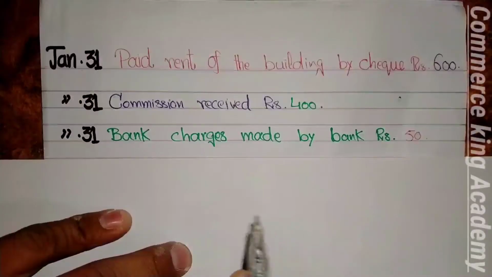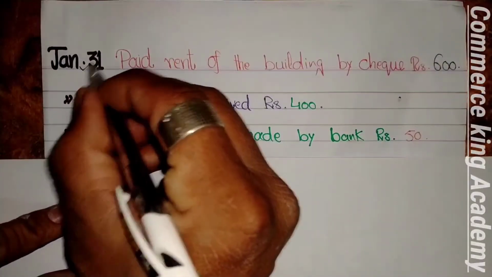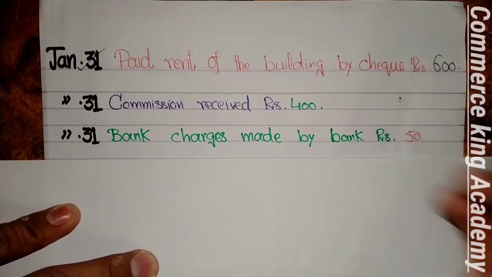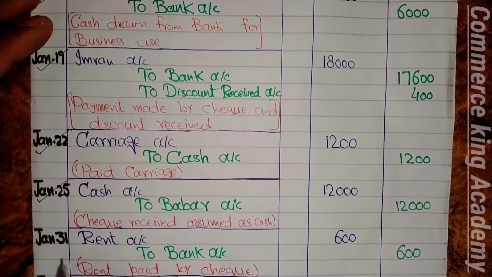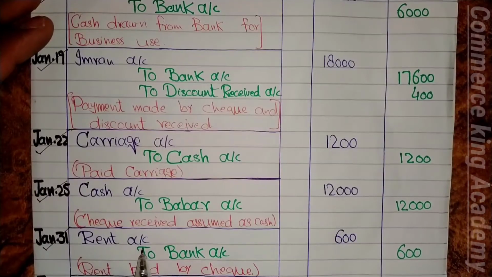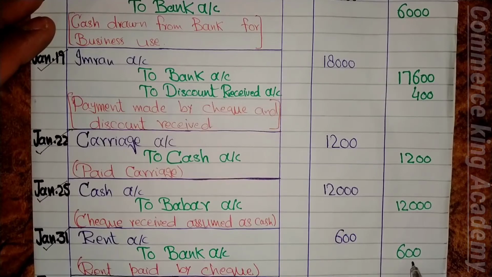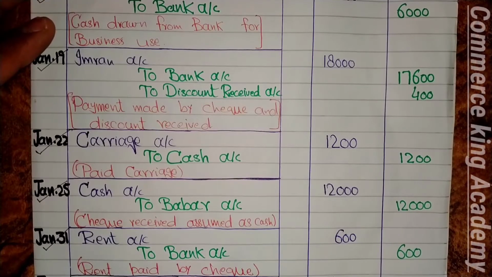Understand? The next transaction of this problem is Jan 31st, paid rent of the building by check amounting to 600 rupees. This is a very simple entry: Jan 31st, rent account debit 600 rupees against bank account credit 600 rupees, with the description rent paid by check.